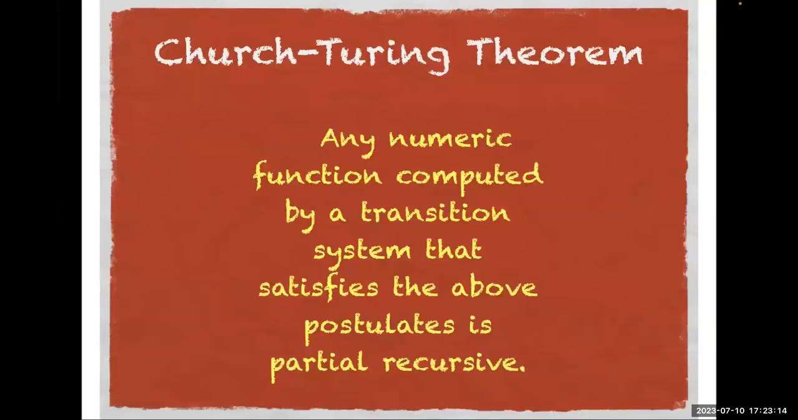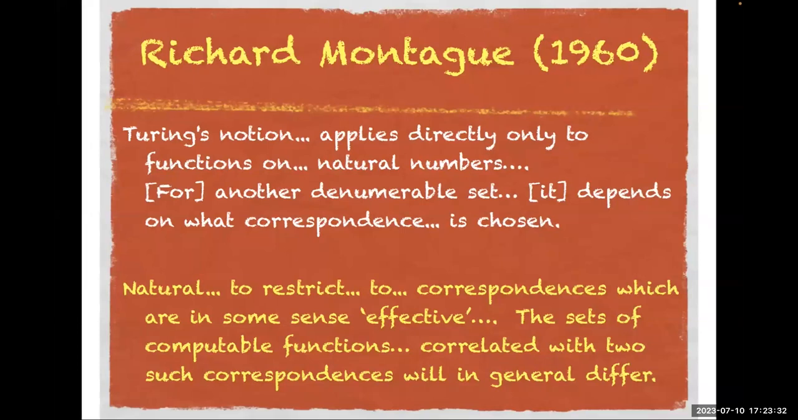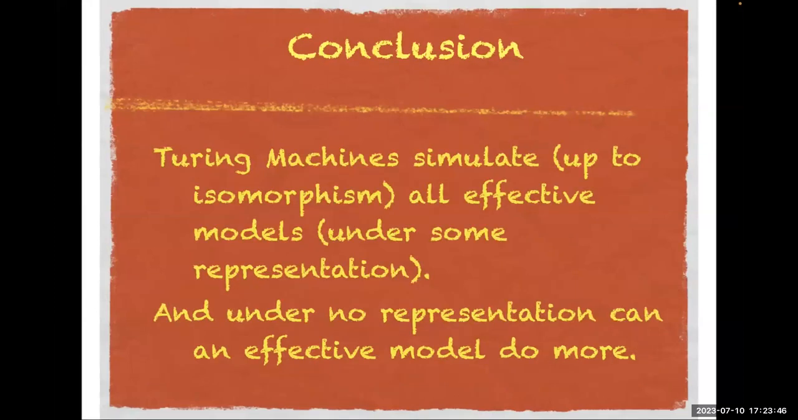And then we can prove that any numeric function that satisfies the principles is partially computable. If you want to work with strings, Turing works with natural numbers, strings, or other sets. What does effective mean in the other domains? The same thing. We can show that Turing machines simulate all effective models of any constructed domain. Furthermore, no representation can allow them to do anything beyond what Turing machines can do. So Turing machines are the correct model of computation, and for any other domain, you have an injective representation allowing Turing machines to simulate them.